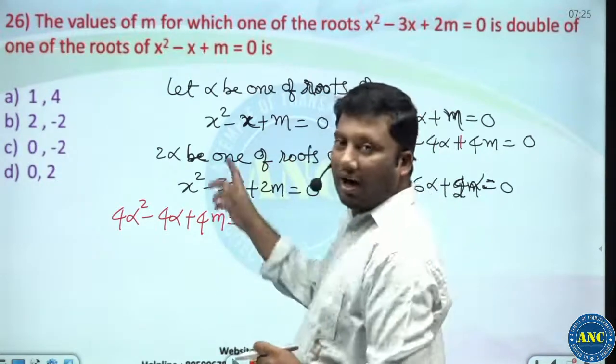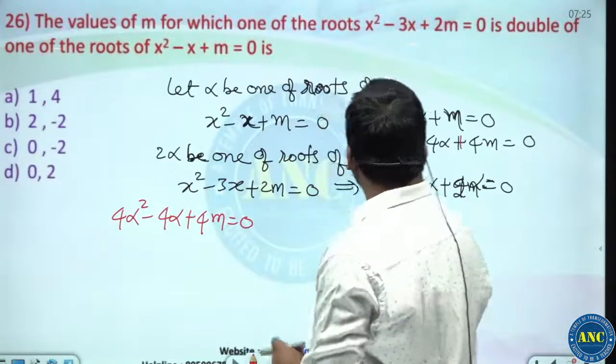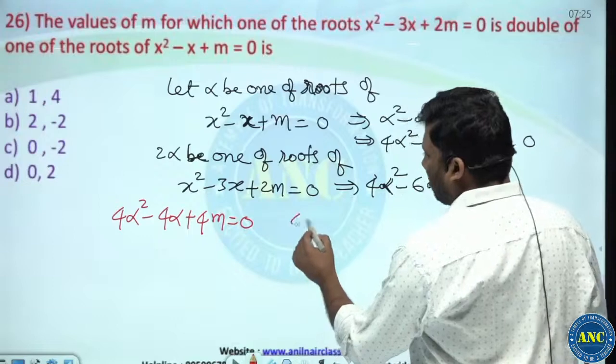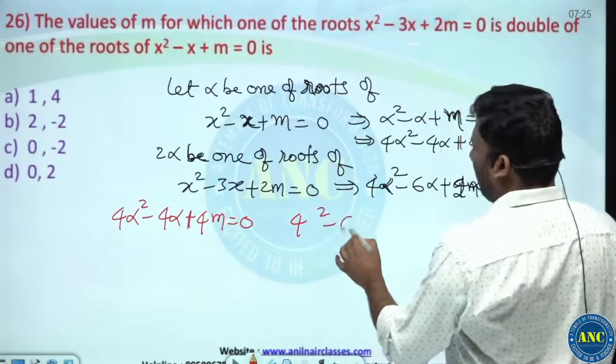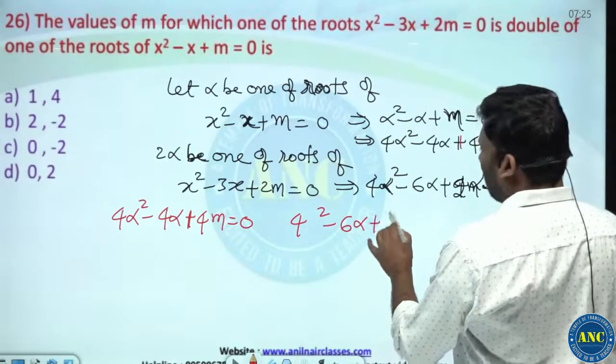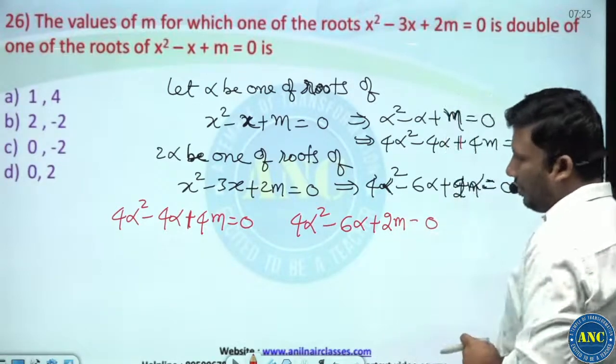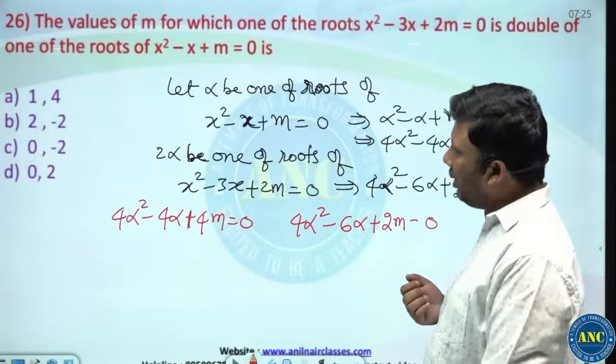Minus 4 alpha, alpha equivalent to 2 alpha. Right. The next equation is 4 alpha square minus 6 alpha plus 2m equivalent to 0. Minus 2 alpha equivalent to 0. We got almost the answer.